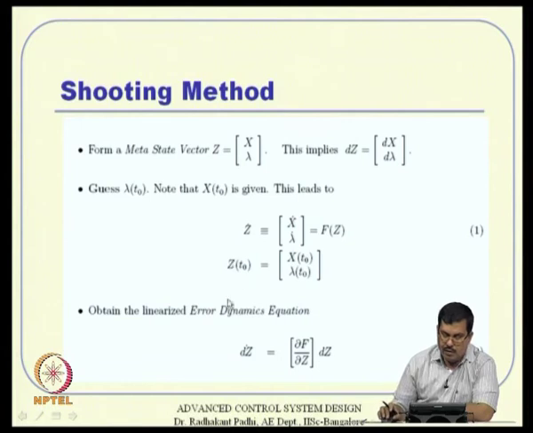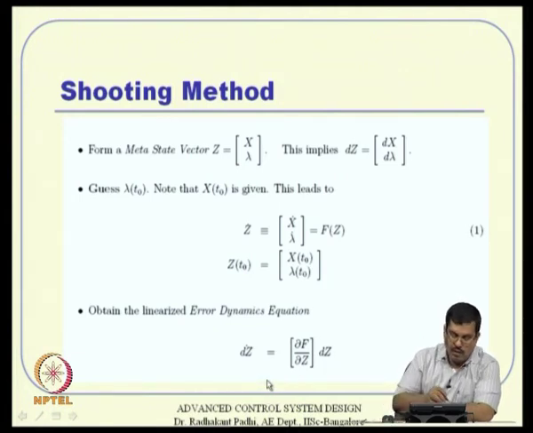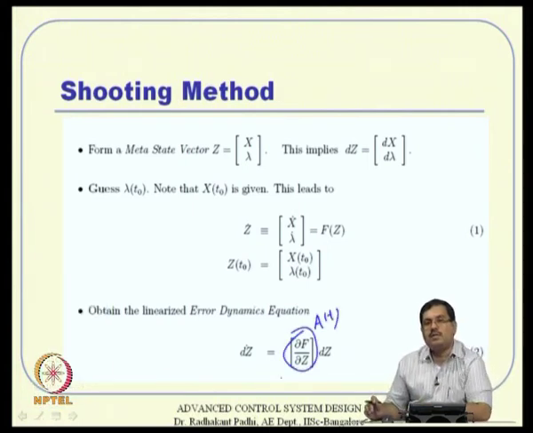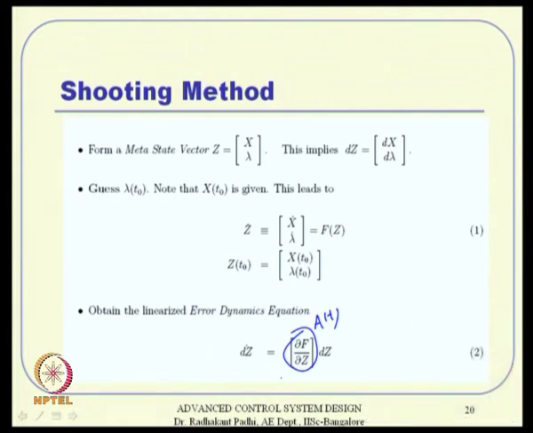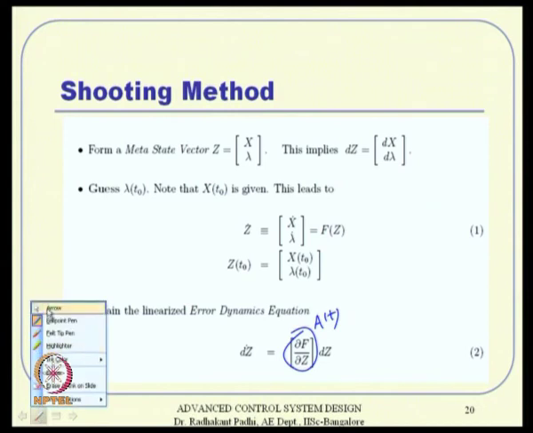And simultaneously I also have an error integration equation, dz is equal to dx and d lambda, and z dot is f of z. So, if I consider this linearization, then dz dot is nothing but del f by del z into dz. Remember, del f by del z is a matrix that we know, something like A, but unfortunately it is a function of time, it becomes a time varying A matrix. So, this error equation is a linear equation, but it is a time varying linear equation.